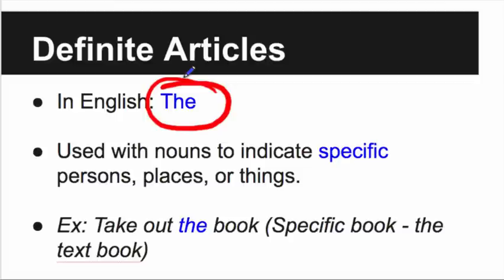For example, take out the book, okay? If I say, hey, take out the book in class, I'm talking about a specific book, the textbook, okay?